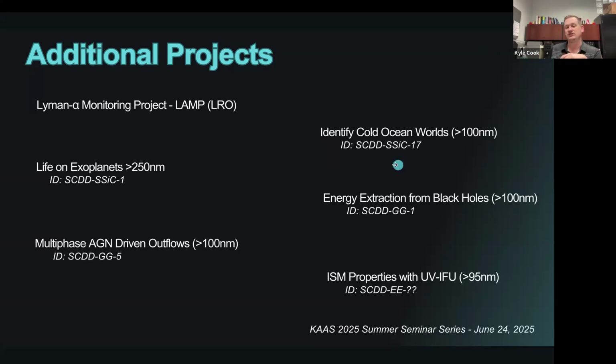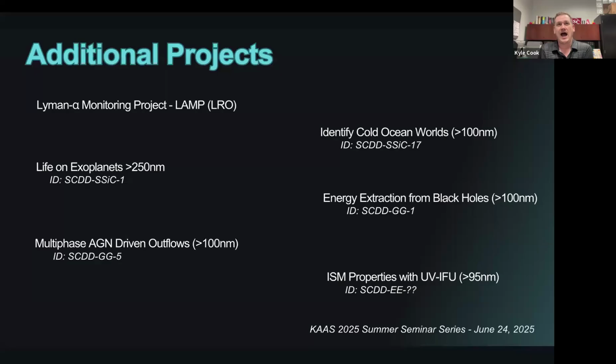The other ones I've listed here are all proposed science cases for Habitable Worlds Observatory and the wavelengths that they're requesting. You see a lot of them are asking for extreme UV or right at the extreme UV ranges. But looking for life on exoplanets, looking at AGN-driven outflows, specifically looking for ocean worlds, energy extraction from black holes, ISM properties, the interstellar medium properties with UV-IFU. All these things are proposed, and at the end, I actually have a link where you can go see all these proposed projects as well.